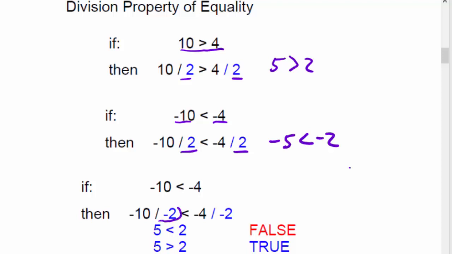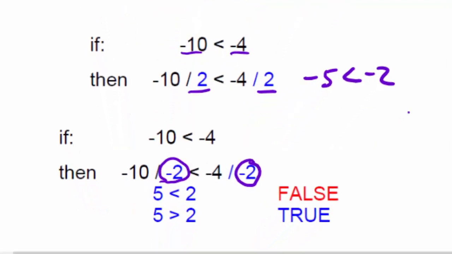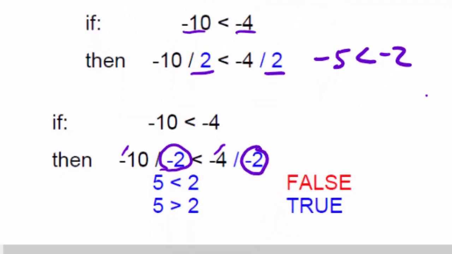However, if I go and divide by a negative on both sides, the fact, again, that these were both negative to begin with doesn't matter, but I'm dividing by the negative on both sides. I'll end up with 5 is less than 2, which we know is false. So in order to fix that, we have to flip the sign around, and now it becomes true.